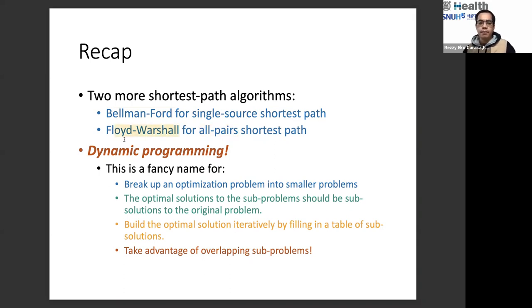If the question is how to find the shortest path using all pairs information, you can use Floyd-Warshall. So the recapitulation of dynamic programming: this is the fancy name for breaking down big optimization problems into smaller problems. That's why, with big problems, we have to solve them by smaller problems to minimize complexity, cutting off one by one. And second, the optimal solutions to the subproblems should be solutions to the original problem. And we can also build the optimal solutions iteratively.